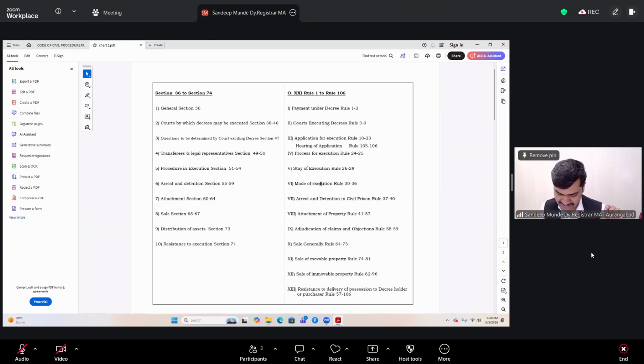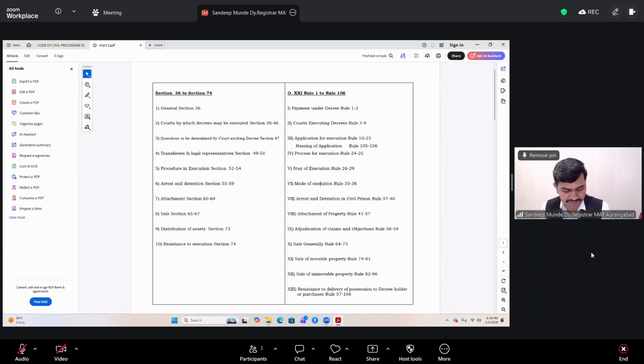For the removal of doubt, it is hereby declared that no order for the detention of the judgment debtor in civil prison in execution of decree for the payment of money shall be made where the total amount of the decree does not exceed 2,000 rupees. So according to section 58, there are three parts. If the amount is more than 5,000 rupees, detention not more than 3 months. If the amount is more than 2,000 and below 5,000, it should not exceed 6 weeks. And if the amount is less than 2,000, no detention is permissible according to section 58.